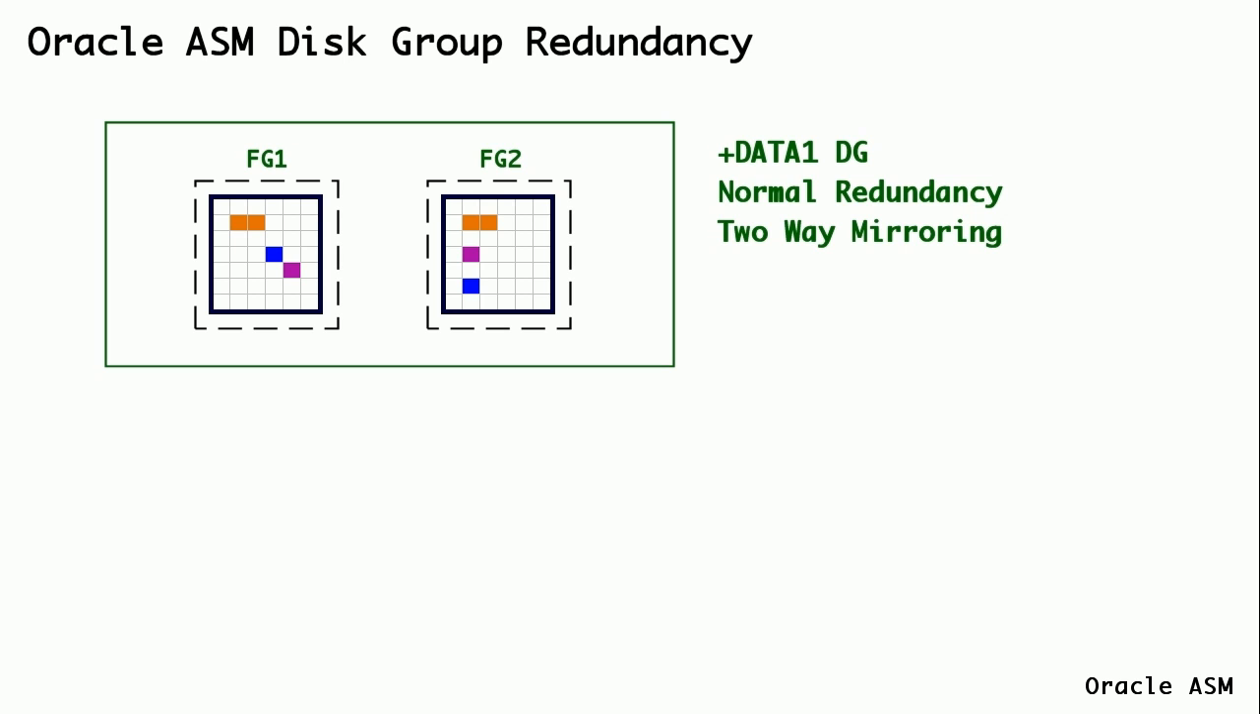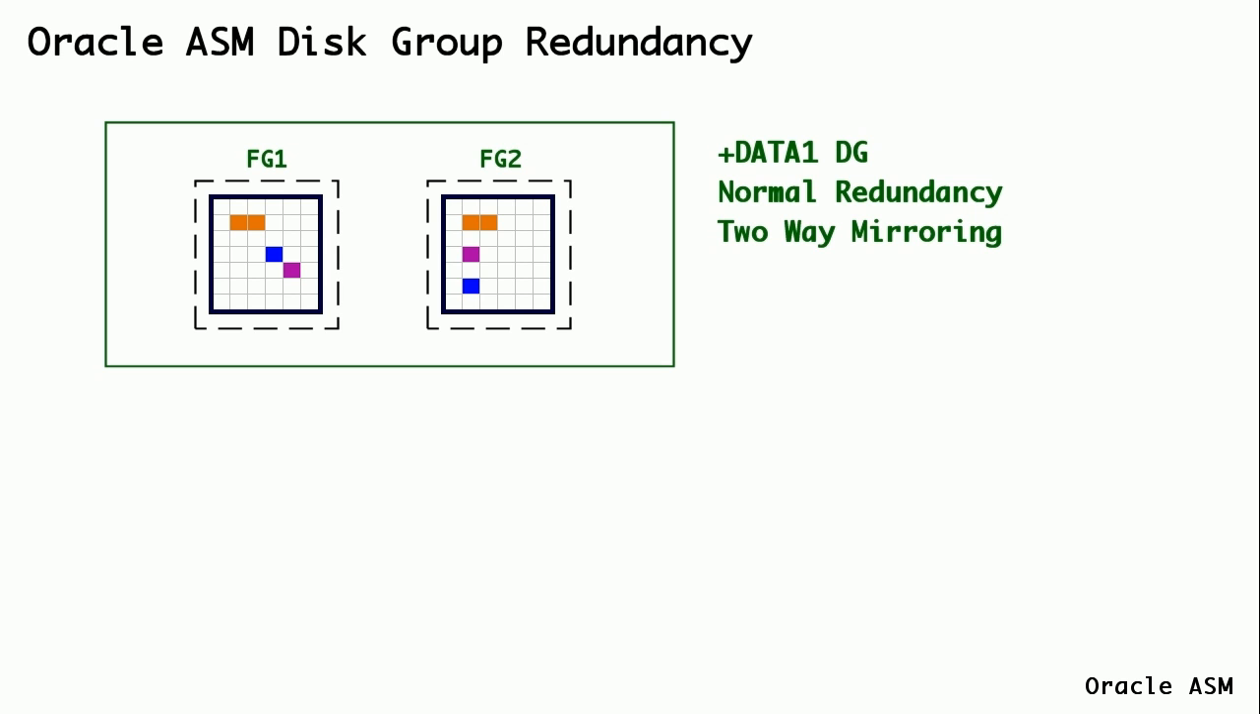Each ASM extent in failure group 1 has a mirror copy stored in failure group 2. Note that ASM mirroring is performed at ASM extent level and not at disk level. So, ASM extents can be at different locations in each disk.